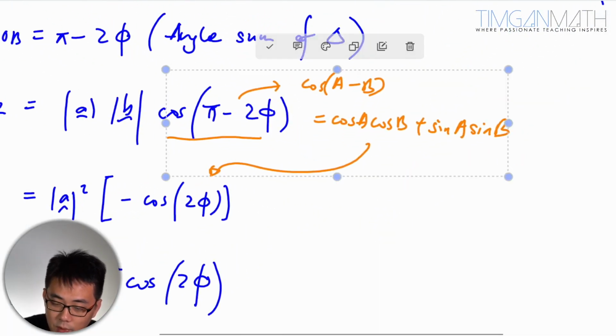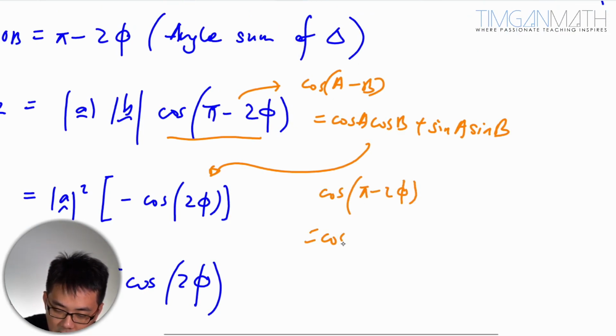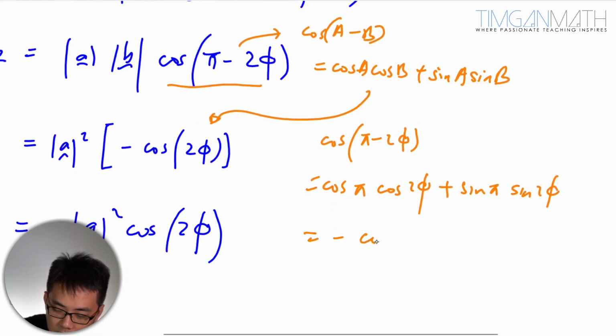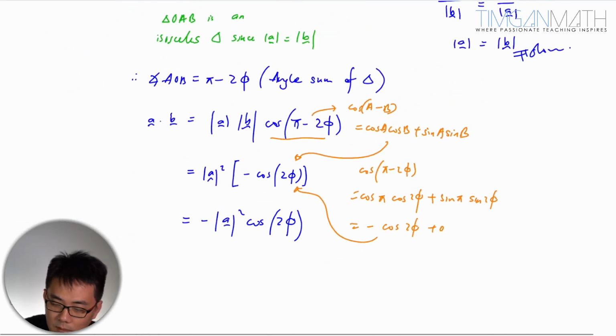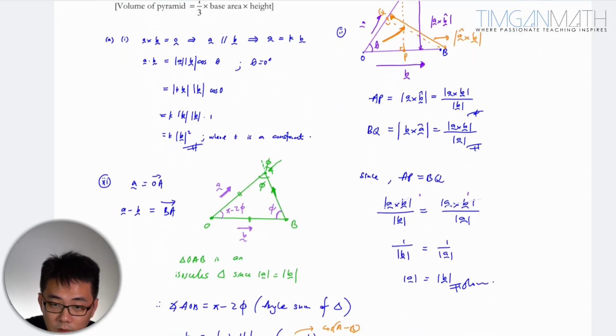But if you are not too sure, like I said, you can just use this formula here. So cosine of pi minus 2 phi is equal to cosine pi cosine 2 phi plus sine pi sine 2 phi. This is negative cosine 2 phi plus 0. Yeah. Okay. So that's it. Shown.